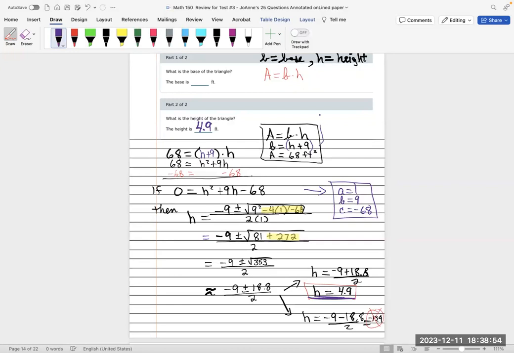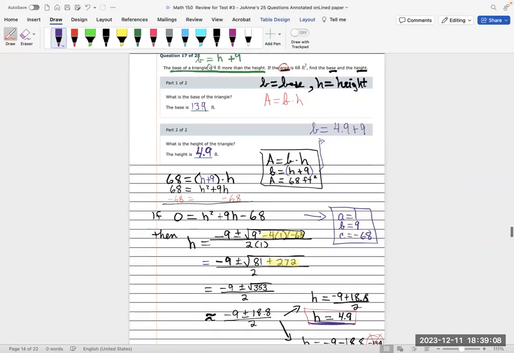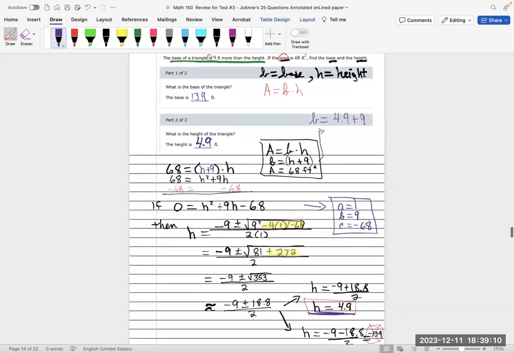And then this equation here says the base is the height plus 9. So that would be 13.9. Final answer. And there's your answer for number 17.